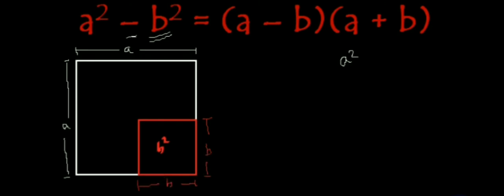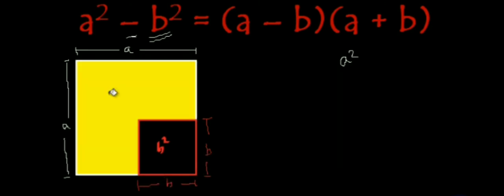So A square minus B square will be the remaining area. This area will be A square minus B square, isn't it? Because this is the bigger square whose area was A square minus the area of this smaller square whose area is B square. So this much is A square minus B square, right?